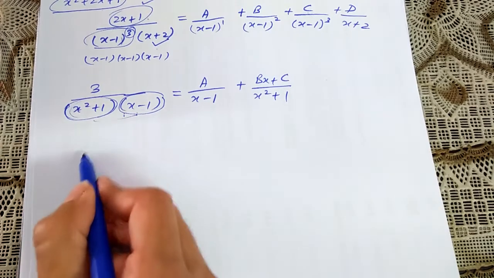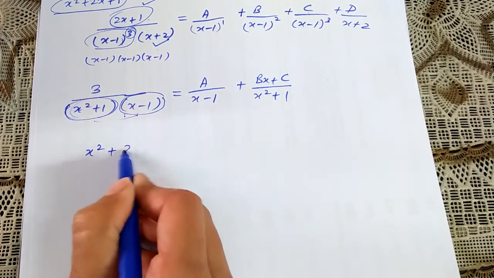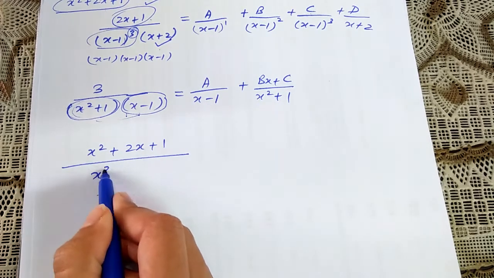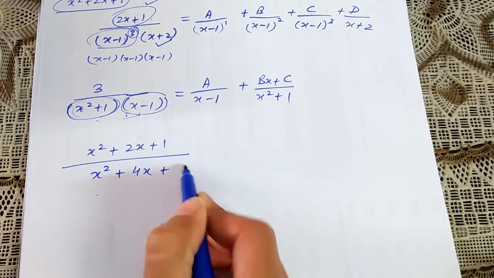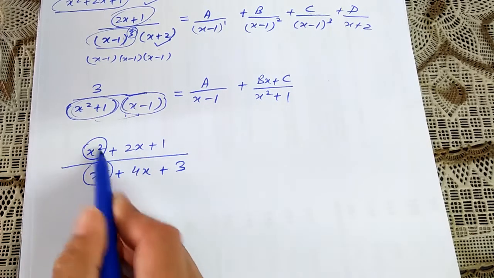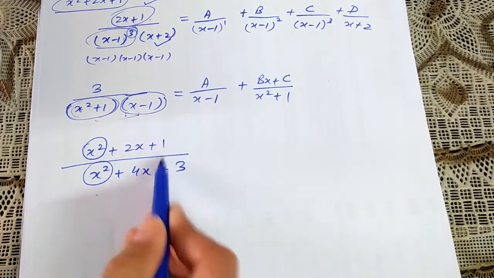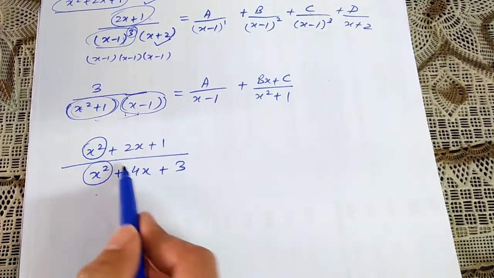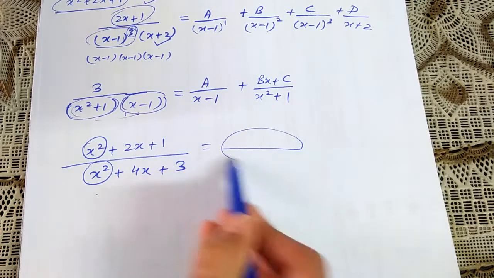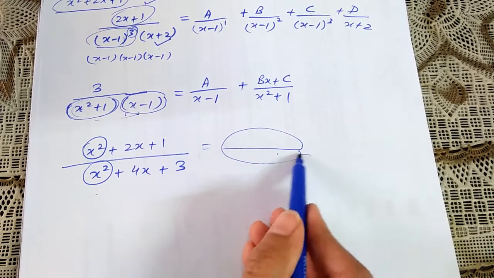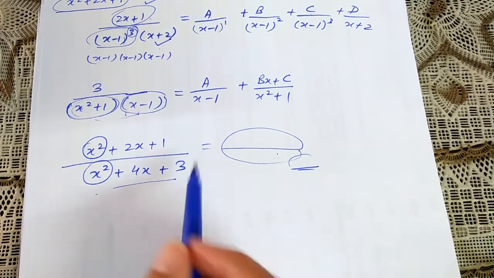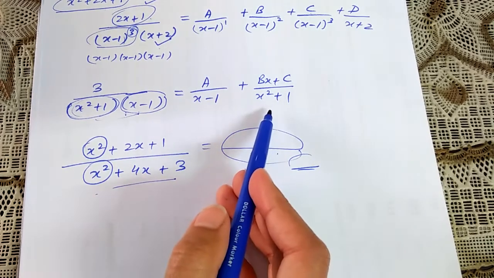For example, you have x squared plus 2x plus 1 over x squared plus 4x plus 3. You see here the highest power is same. So first, this is an improper fraction. So first of all, you will convert it into the proper fraction by dividing it. After dividing, you will get some answer, and then you need to just factorize your denominator. Then after the factorization, you will just break it into the partial fractions.